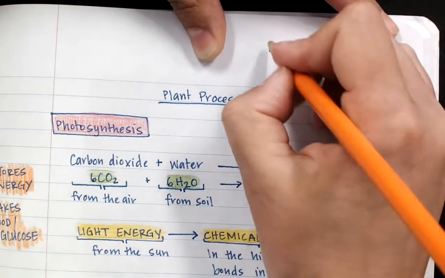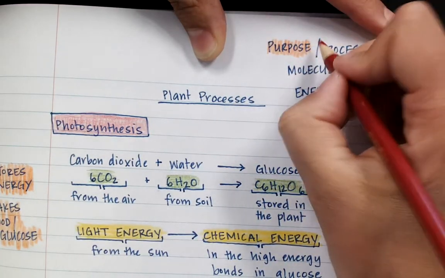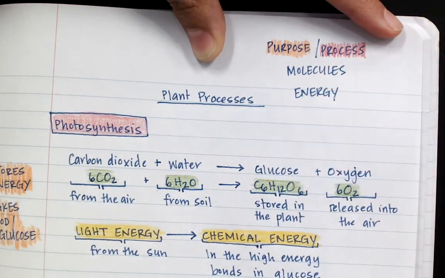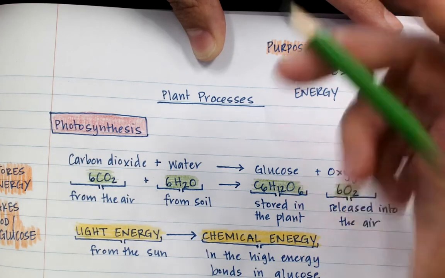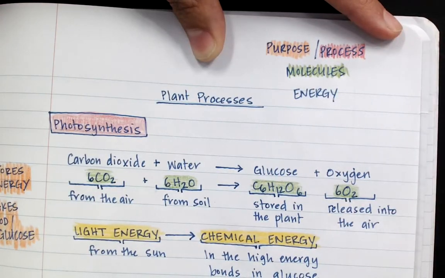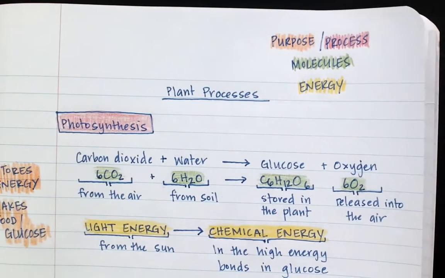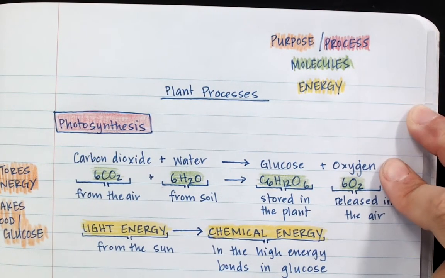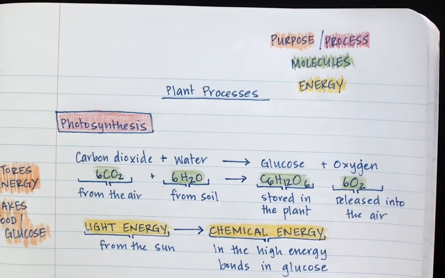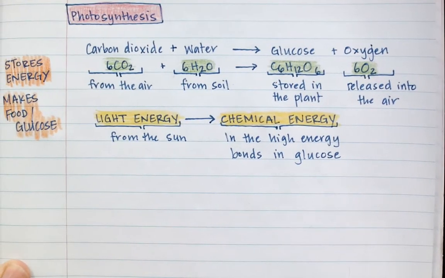So my purpose, I've shaded in orange. My process, I've shaded in red. My molecules, I shaded in green. And the energy, I shaded in yellow. And that's going to be helpful as you're going through. If you want to know what the process is, I'm looking for the things in red. If I want to know energy, I'm going to look at the things in yellow. All right, let's move on to our next process.